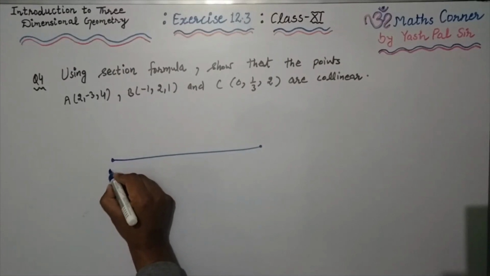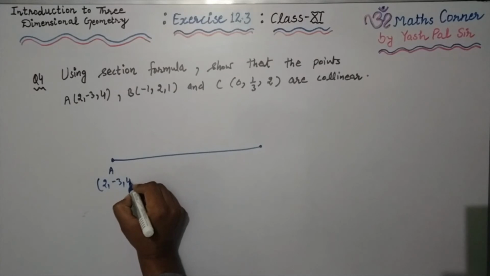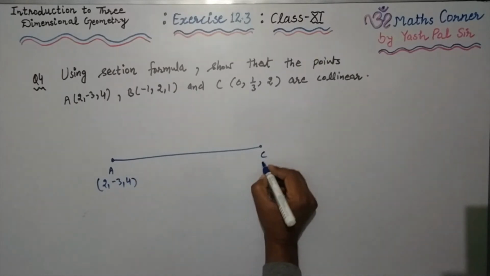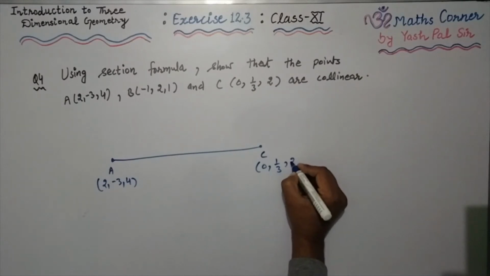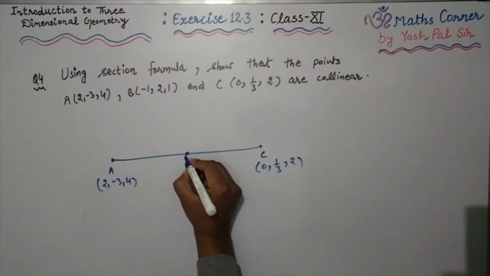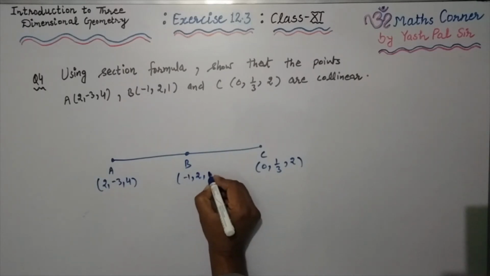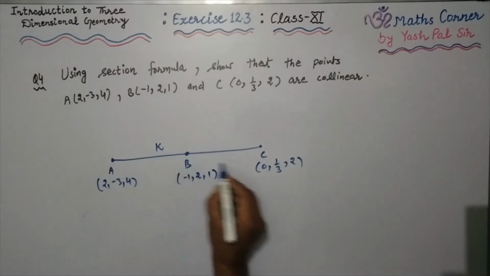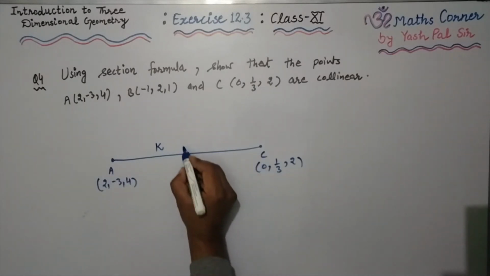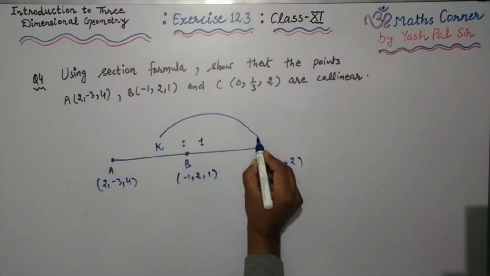Suppose we are given here A point is (2, -3, 4) and this is the C point, coordinates are (0, 1/3, 2). Here B is the point (-1, 2, 1). Suppose B divides the AC line segment in the ratio of k:1.